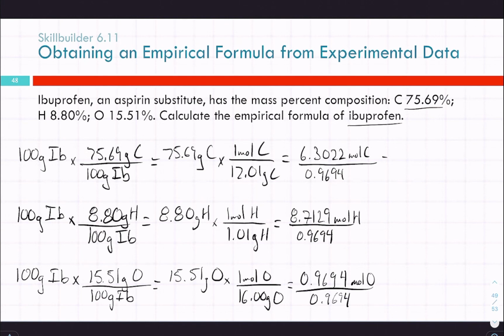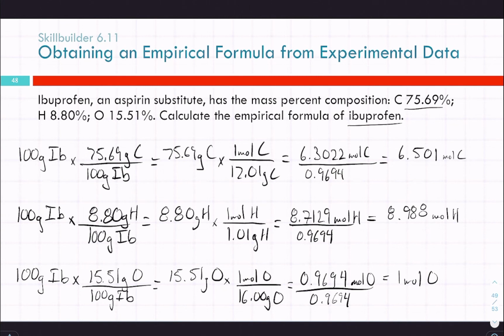Okay, so this is 8.7129, 0.9694. On the previous one, I just rounded them, right? So on this one, I wanted to write out some more of these decimals, especially since this one's not as close as the other ones that we saw.